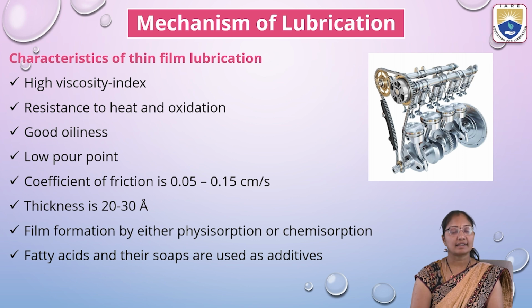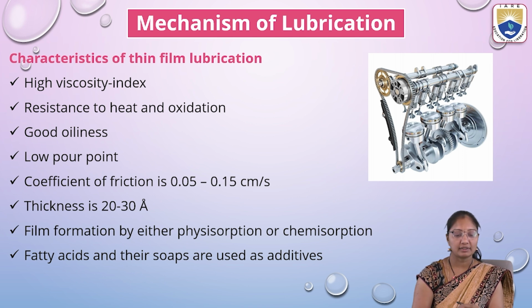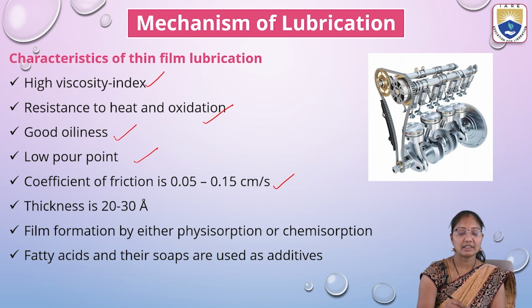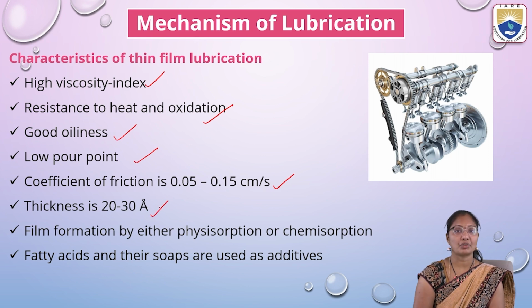So, what are the characteristics of thin film lubricants? It should have a high viscosity index and resistance to heat and oxidation, good oiliness and a low pour point, and the coefficient of friction is 0.05 to 0.15, and the thickness should be 20 to 30 angstroms. Whereas in thick film, it is around 1000 angstroms. Here, it is reduced to around 20 to 30 angstroms.